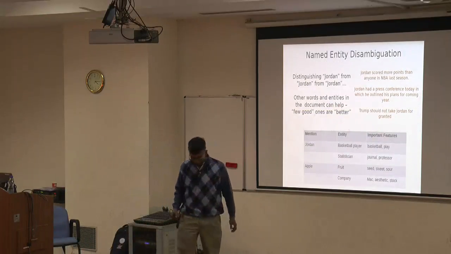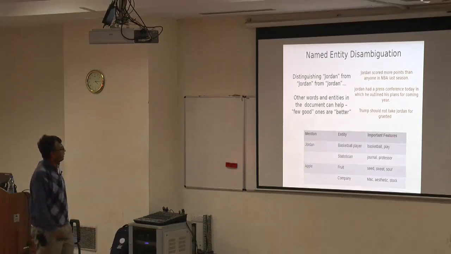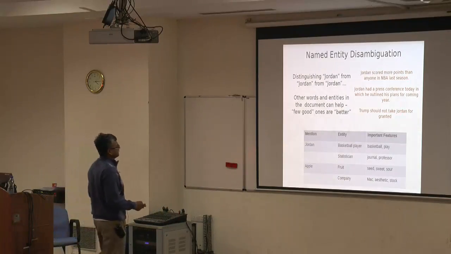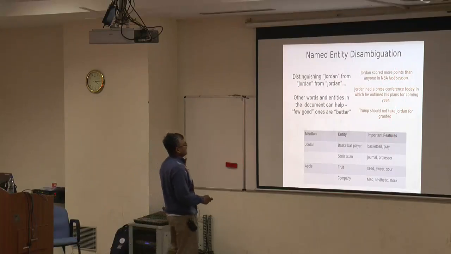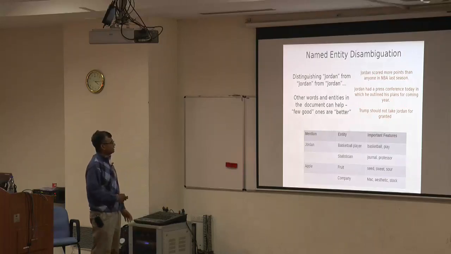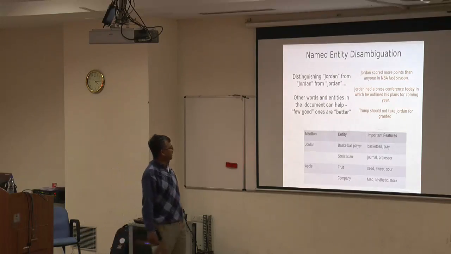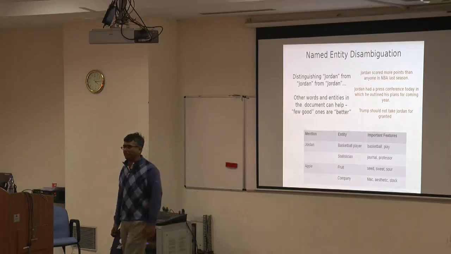Let's put another problem. This is called named entity disambiguation. So what is this named entity question? Let's say we have text, right? And these three lines. The first one says that Jordan scored more points than anyone in the NBA last season. Jordan had a press conference today in which he outlined his plans for the coming year. Trump should not take Jordan for granted, right?